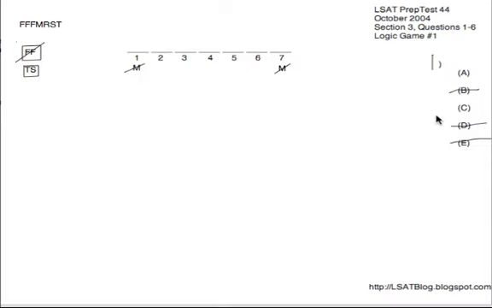And finally, look for the idea that there have to be 3 Fs in the game. We have F on 1, F on 5, but that's only 2 Fs, not 3, in A. So for that reason, A is gone, leaving C as our answer to number 1.